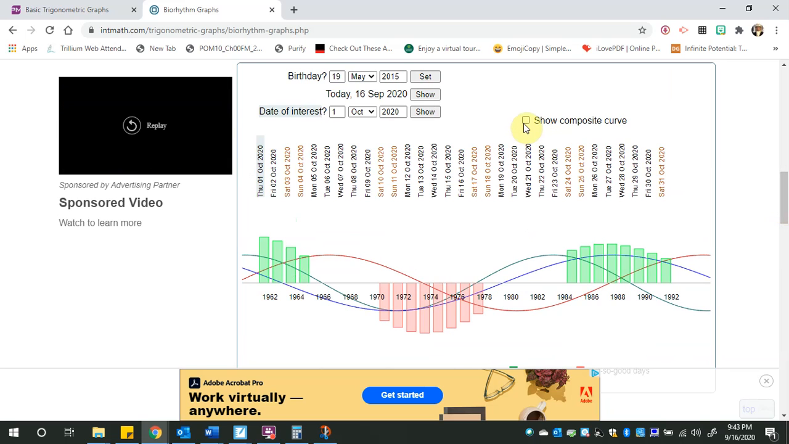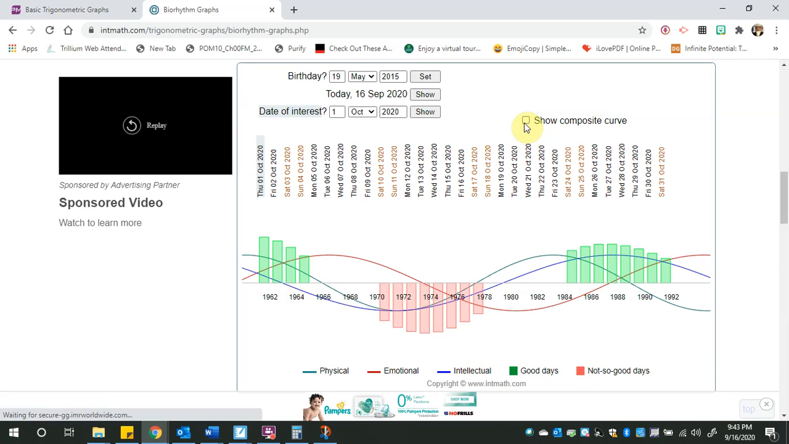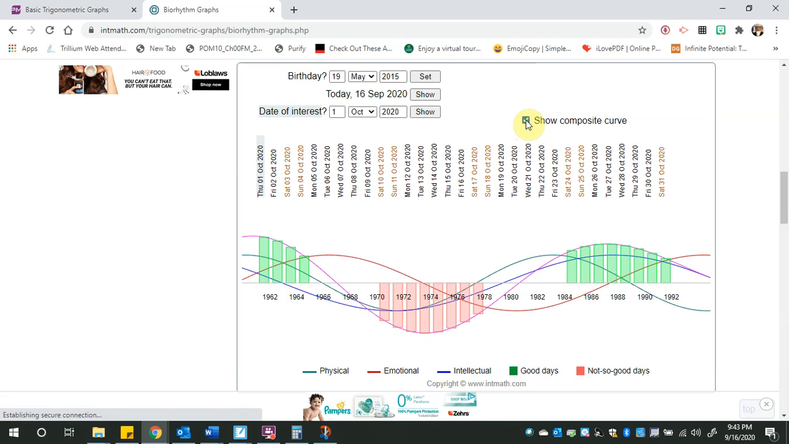Another thing you can do is show the composite curve, meaning you can show the overall look of how you are looking that day. So this is for her. It's the purple one. So it's not going to look exactly like a sine or cos curve. It's going to be a curve, but it's a combination of 3 of them, so it's a bit wonky. And that's how they get the overall greens and reds. So that might interest you.